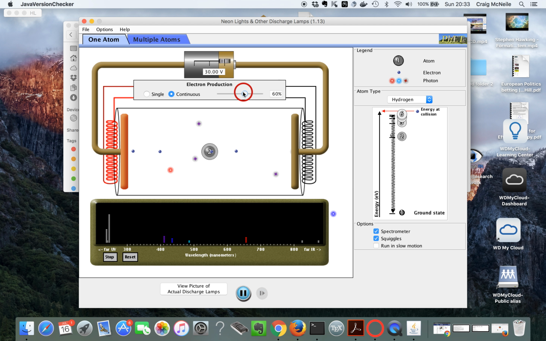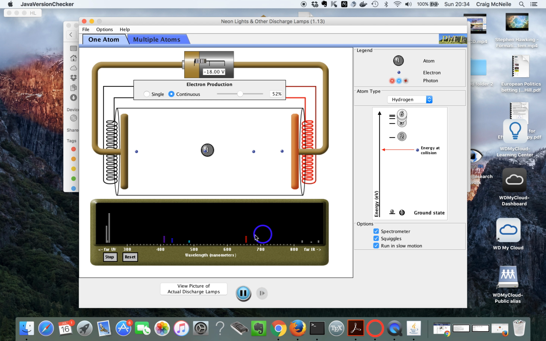Okay, and it's also worth thinking about this electron production. You can dial that up or down, and if you change the voltage, this changes the energy of the electrons, and you can see what happens. And if you so wish, you can move the atom around, though it doesn't really help you. And occasionally it's useful to run in slow motion.